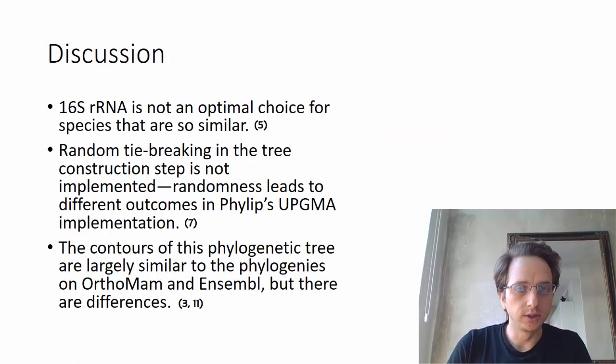So how does this phylogenetic tree compare to other phylogenetic trees that are published? Well, the contours are largely similar to the ones provided by Ensembl and OrthoMaM, but there are slight differences. I account for these slight differences because both OrthoMaM and Ensembl don't just use one gene. Ensembl by default compares a much larger sequence than just one gene, and OrthoMaM compares many related sequences from each species to each other species.